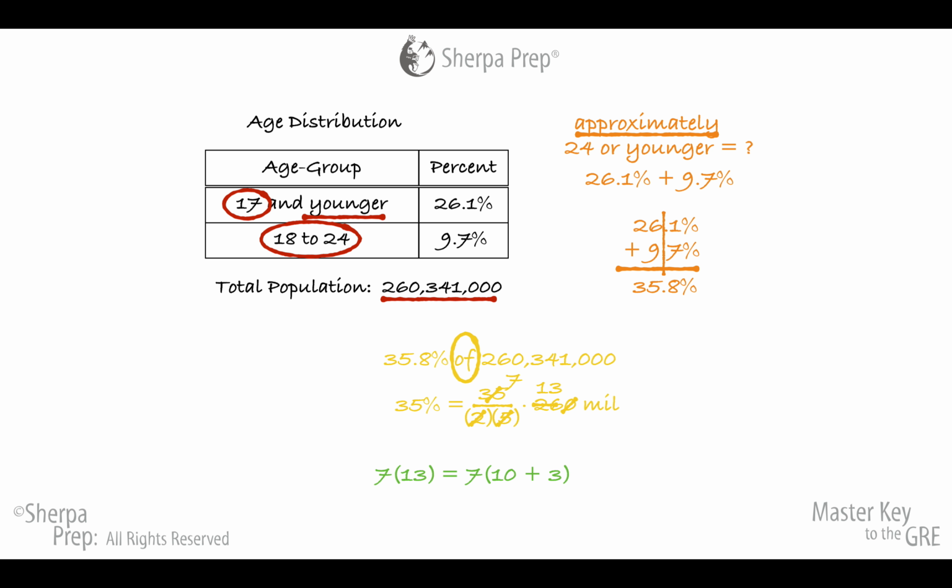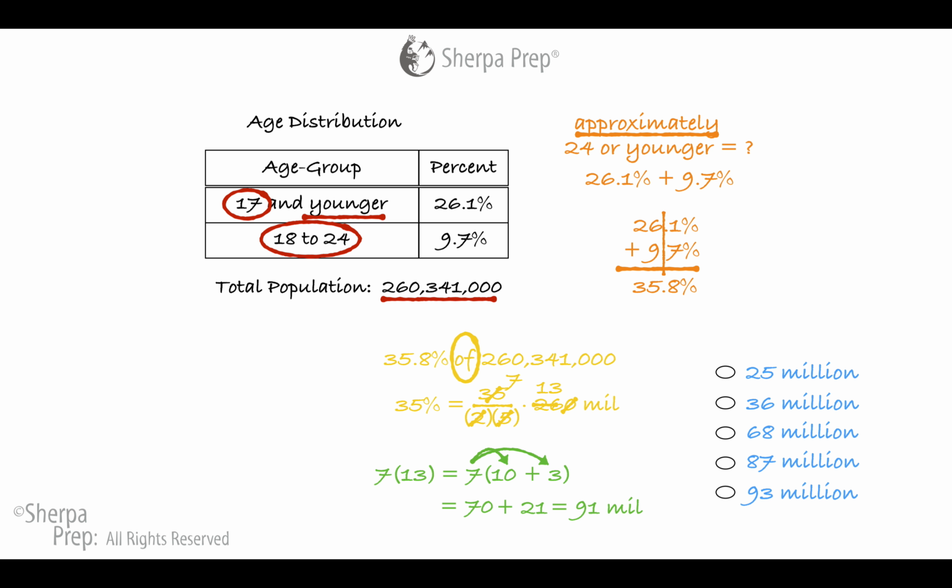13 is 10 plus 3, right? 7 times 10 is 70. 7 times 3 is 21. And the 70 plus the 21, that's 91. In other words, our answer is approximately 91 million. When we look at the choices, what's the only thing close to this? It's 93 million. And there you go. That is one way we can determine here that 93 million is the correct answer.